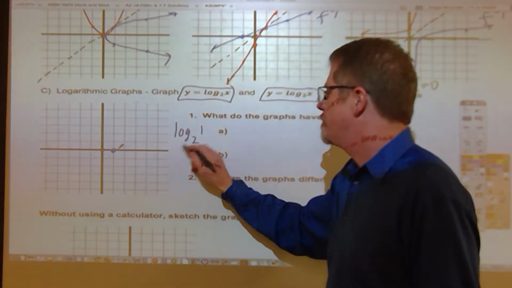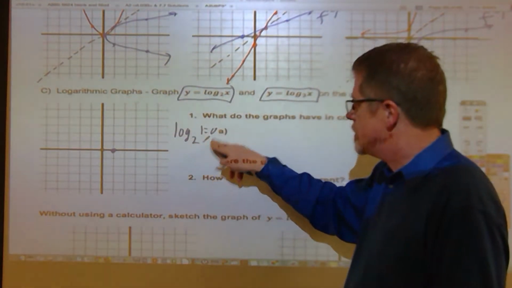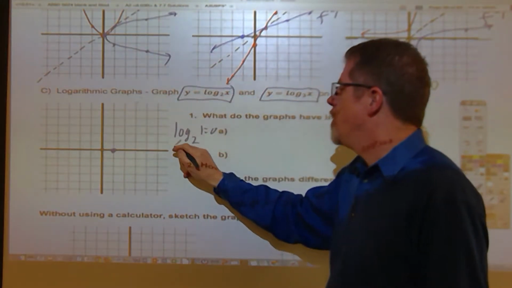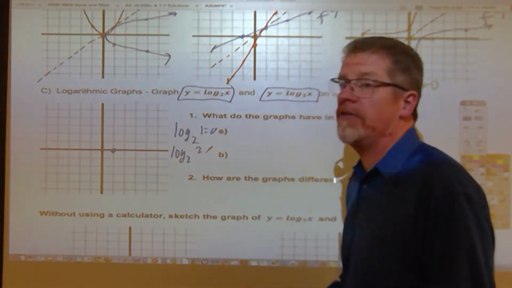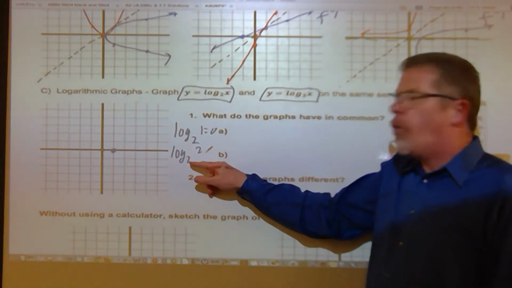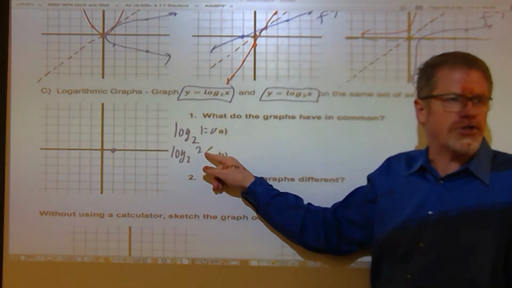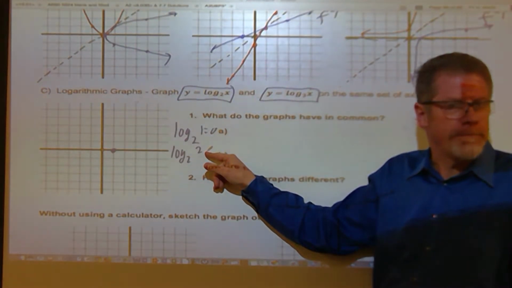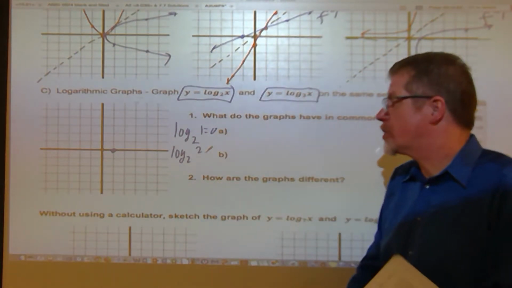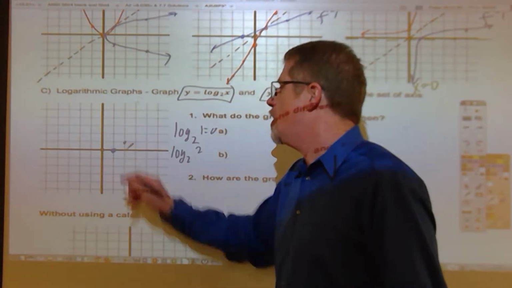How about golf ball 2? So that's equal to 0. If you don't believe it, do the arrow thing. 2 to the 0 equals 1. What's the log base 2 of 2? Or in other words, what exponent do you have to put on 2 to get 2? Class? 1 is correct. So golf ball 2 goes up to 1.